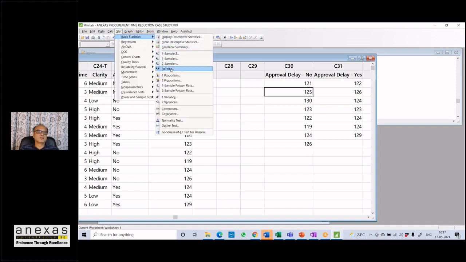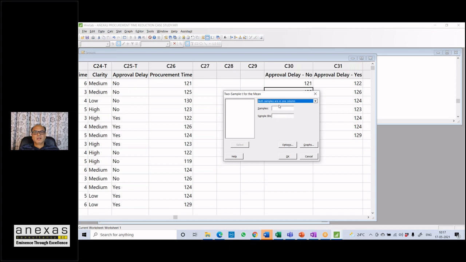Let's do that. 2T test. We will all do this test together. We'll try to solve some examples. Right now, I'm just showing you the flow of the hypothesis test. I'm just taking this example. So I've got approval delay, no, and approval delay, yes. There are two categories. And what do you think? What is the null hypothesis?